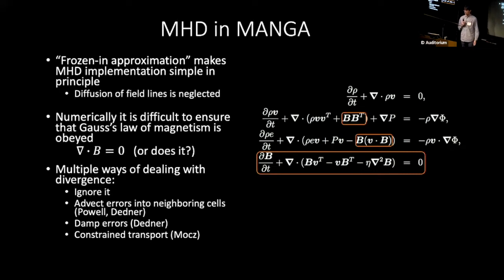And so there are multiple different ways of dealing with this. One method is simply to ignore it, but this is only a valid approach in certain problems. You can also, if an error in the divergence of the B field occurs, so if it becomes non-zero, try to smooth out the error and advect that non-zero value into nearby cells so it can't build up anywhere. You can also include a damping term, which is what we do. And then there's constrained transport, which I won't go into right now.